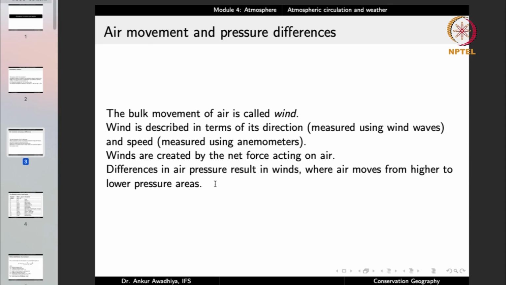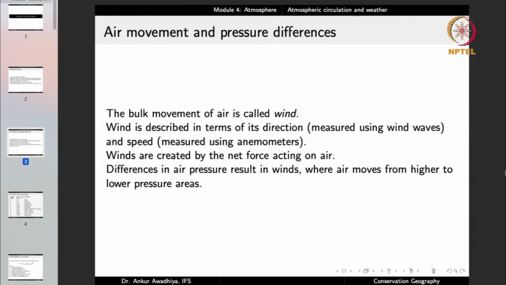Winds are created by a net force acting on the air. So, what causes the wind? The wind is caused because the air is being pushed by certain forces. Now, if the forces balance each other out, then there will be no wind. But if there is an unbalanced force, then that force will be able to push the air in a certain direction with a certain speed, which will result in a wind. Differences in air pressure result in winds, where the air moves from higher to lower pressure areas.